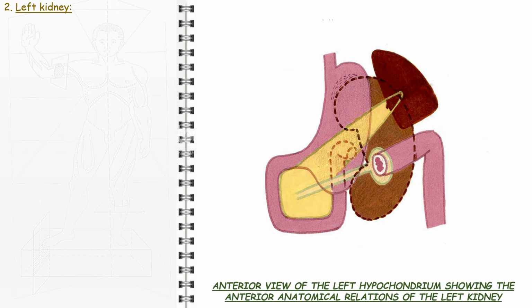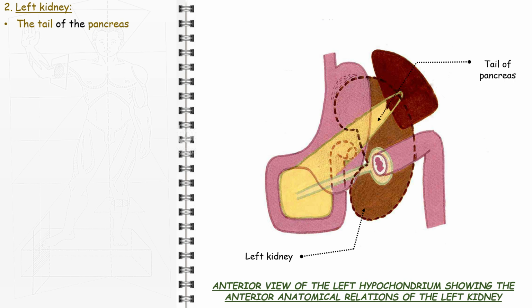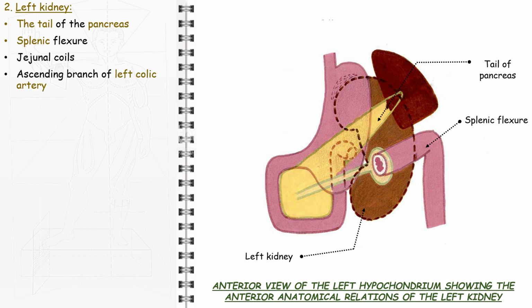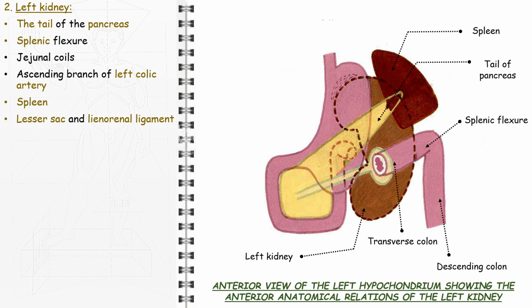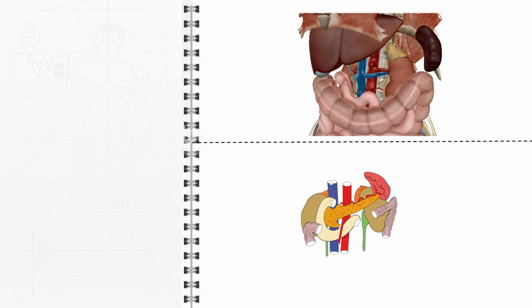The left kidney lies behind the tail of the pancreas towards the middle part, the splenic flexure, jejunal coils and the ascending branch of the left colic artery at its lower part, and the spleen, lesser sac with the lienorenal ligament and stomach towards its upper part. The hilum lies over psoas muscle.